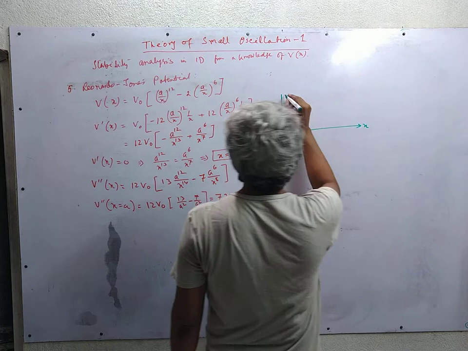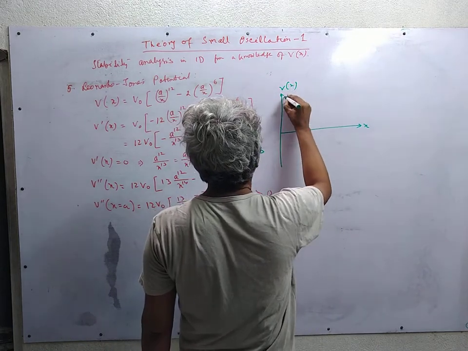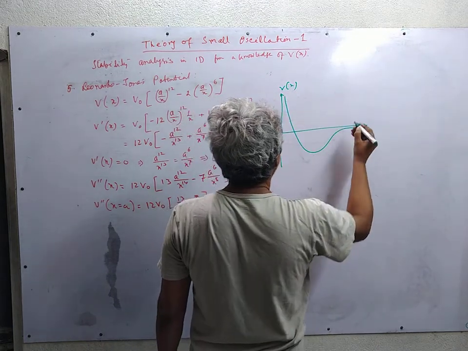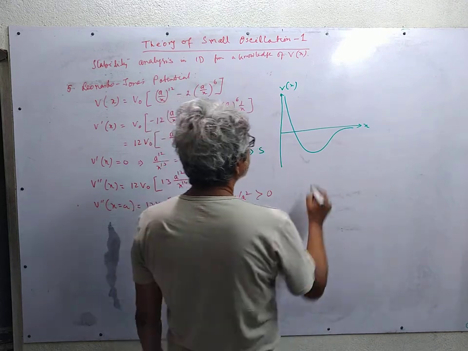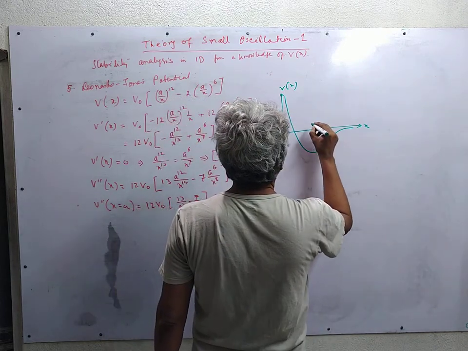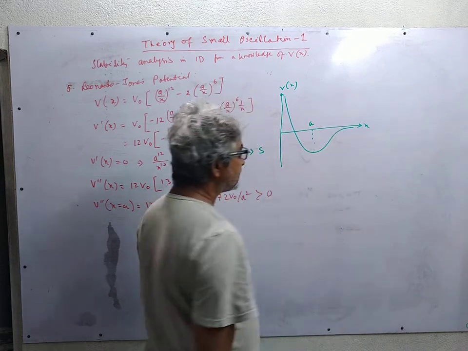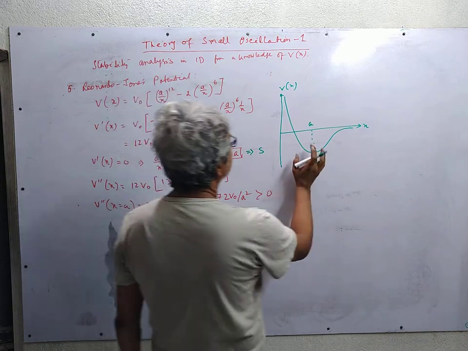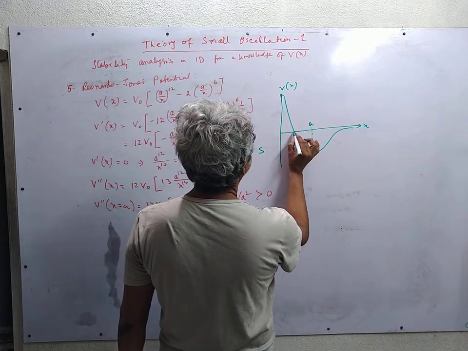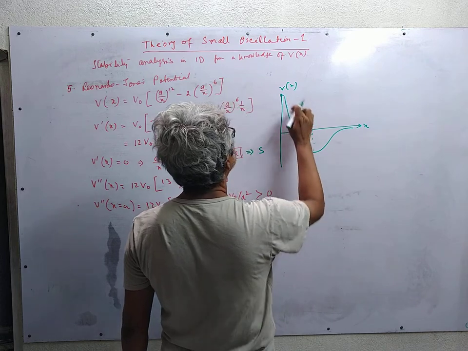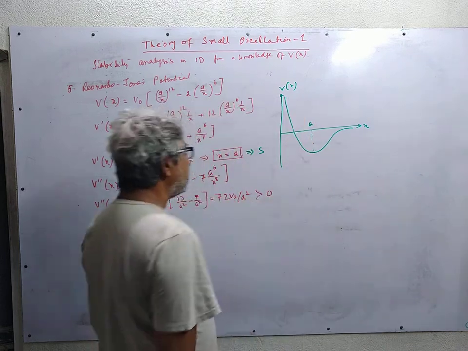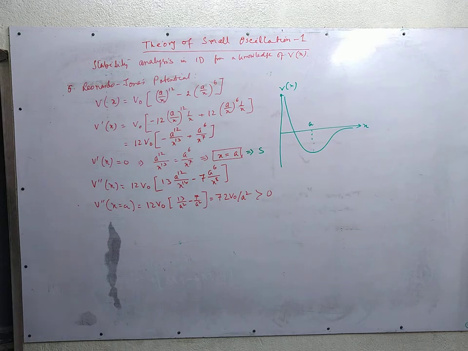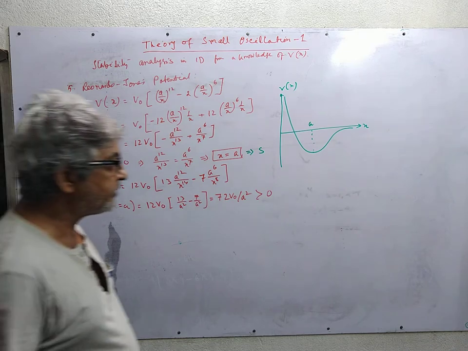This is the x-axis. This is the potential axis. The graph of the potential is this. This is the equilibrium separation, x is equal to a, when no force acts between the molecules. If the separation is less than this one, this force is repulsive. The potential is positive, which means the force acting between the atoms or molecules is repulsive, which pushes the molecules away from each other.